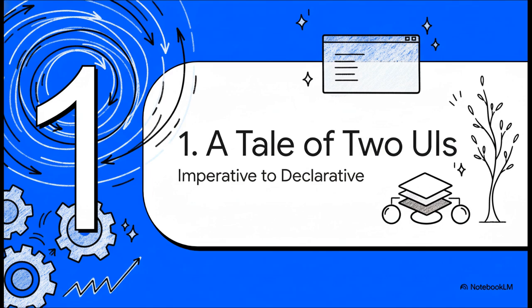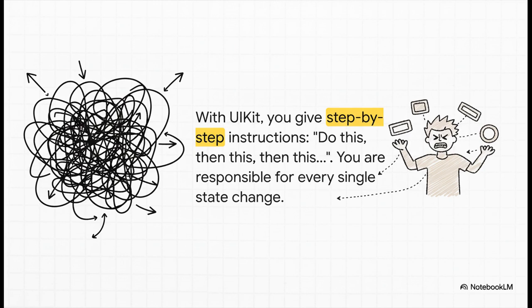All right, so to really understand SwiftUI, we have to start with the single biggest change it brings to the table. We're talking about the huge shift from an imperative way of doing things to a declarative one. For years, building an interface with UIKit felt a little like being a micromanager. You had to spell out every single step. Okay, find this button. Now change its color. After that, update this label, and then animate it into place. You are responsible for every single little change, every single step of the way.